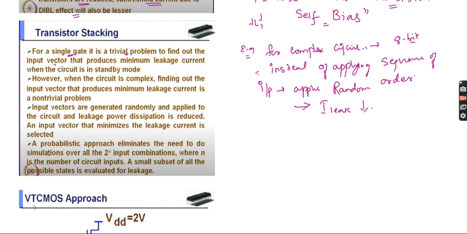Then one more thing, the pragmatic approach: it also eliminates the need to simulate all 2 power n combinations, because if your n is large, where n is the number of inputs, that would be impractical. That also will be eliminated in the simulations. Only a small subset of all the possible states is evaluated for the leakage. So this is about the transistor stacking.